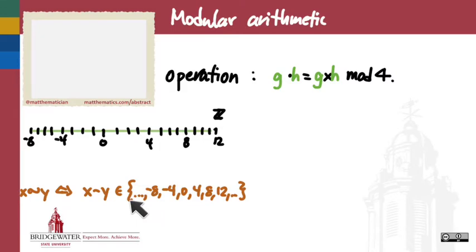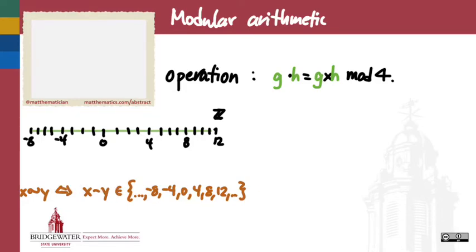Does that meet those three criteria? If I add two multiples of 4, do I get a multiple of 4? Yes, I do. Is 0 a multiple of 4? It's 4 times 0. And is the additive inverse of every multiple of 4 also a multiple of 4? Yeah, it's just the opposite multiple of the other one. So it satisfies all three of those properties, and therefore this is an equivalence relation.